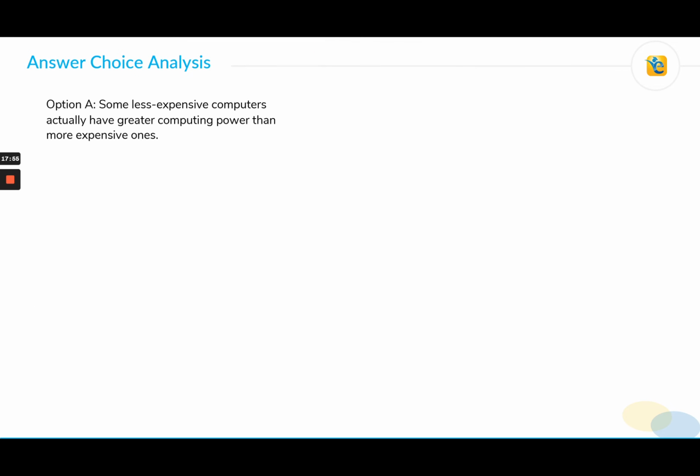Now, let's look at option A. It's the second most popular incorrect answer choice. So what's option A all about? It says some less expensive computers actually have greater computing power than more expensive ones.